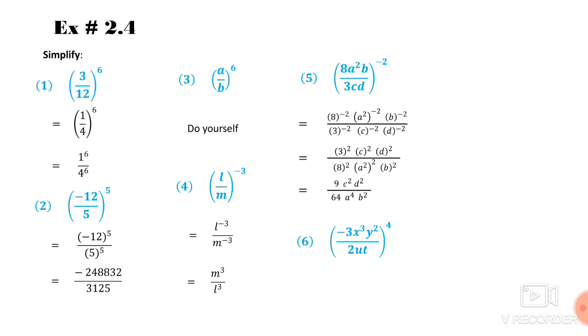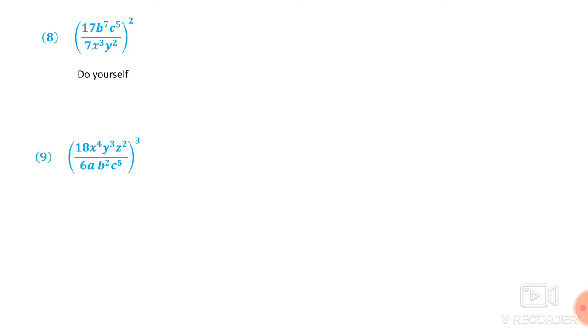In the exact same way, you will solve part 6. Part 7, you have to do it yourself. Part 8, exact same. Part 9, exactly same. Here you can reduce this 6 and 18 first before applying the exponent. It will become simplified.